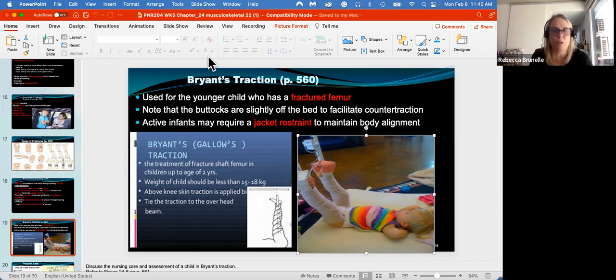The one thing that you need to remember about Bryant's traction is it's only for children under the age of 2, and then they lie on their back with their legs elevated.